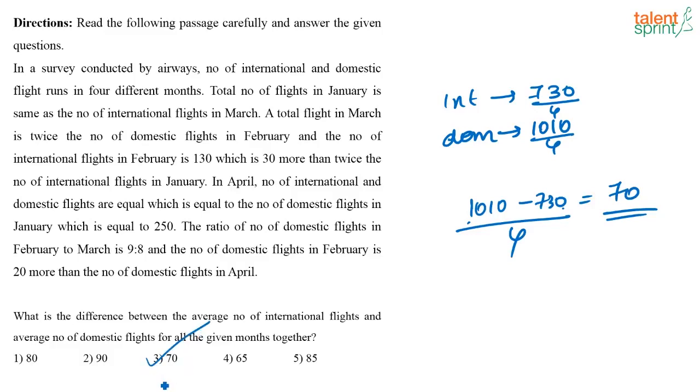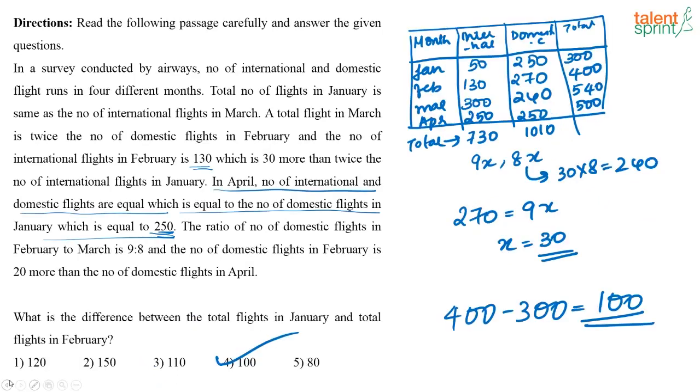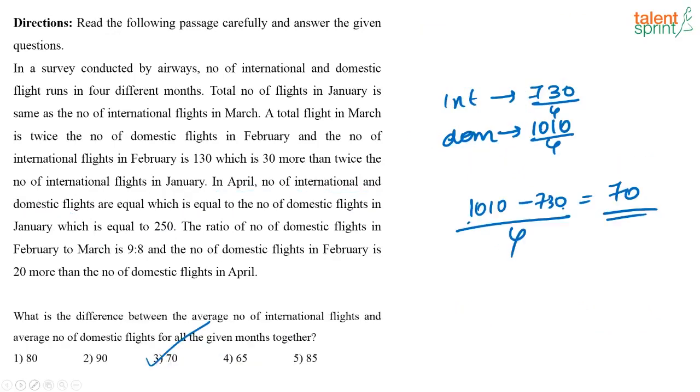That is option 3. Or the other way you can do it is find out the difference between the domestic and international for each month, add all the differences, and find the average of that. That way also you will get the same answer.